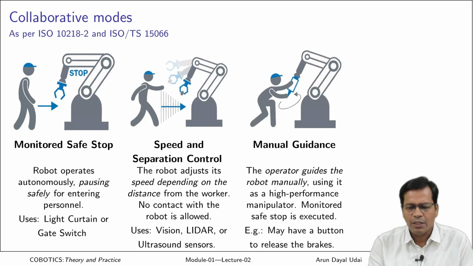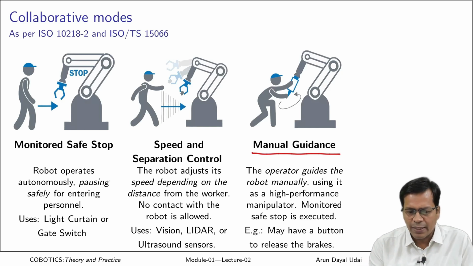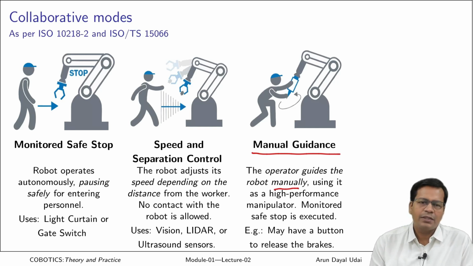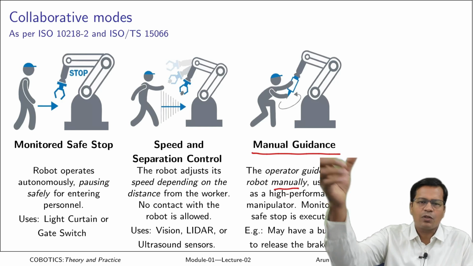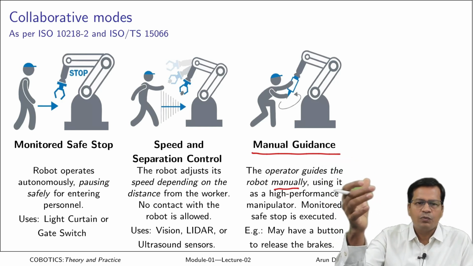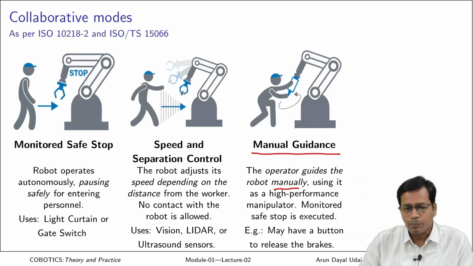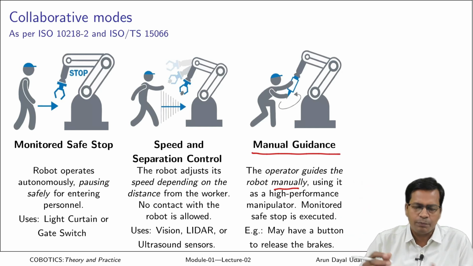And the third one is manual guidance. In this case the robot is operated by a human. The operator guides the robot manually, using it as a high performance robot, right? In this case the person is able to take the robot to a certain place manually by pressing a button which releases the brakes and allows the human to drag the robot to a place. That is normally useful in programming, reprogramming, or maybe tool teaching and those kinds of maintenance tasks.